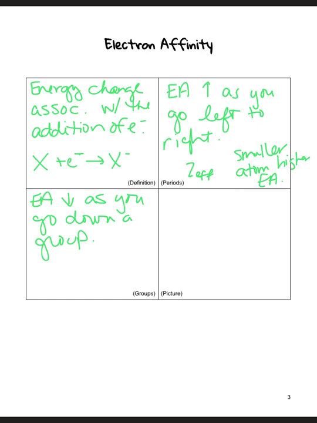The reasoning here is the same thing, the size of the atom. If it's a bigger atom, it's hard for that proton, because it's so far away from that outer level where the electron needs to be. It isn't able to pull that in. So a larger atom has a harder time pulling electrons in.